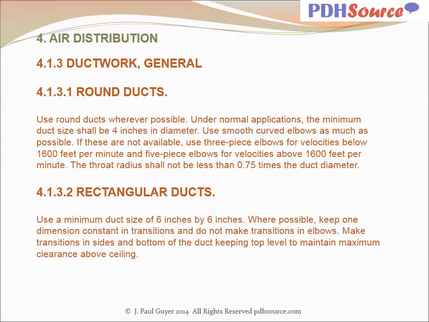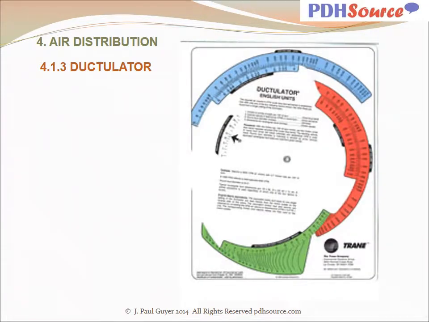With regard to rectangular ducts, use a minimum duct size of 6 inches by 6 inches. Where possible, keep one dimension constant in transitions and do not make transitions in elbows. Make transitions in sides and bottom of the duct, keeping top level to maintain maximum clearance above the ceiling. Duct sizing calculators are available. This is an illustration of one that's available from the Trane company.